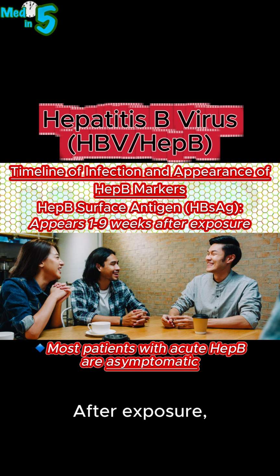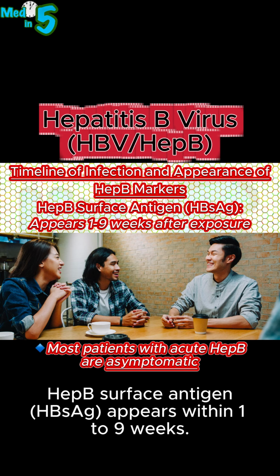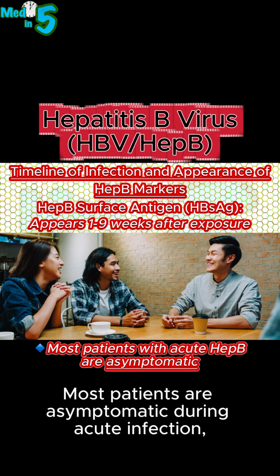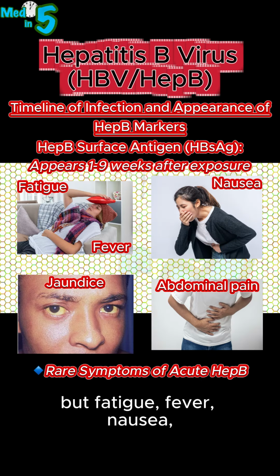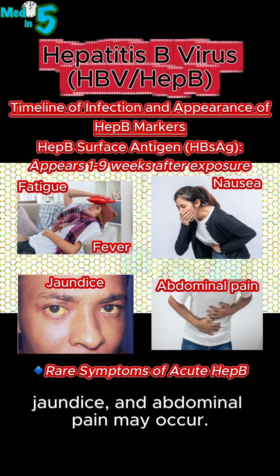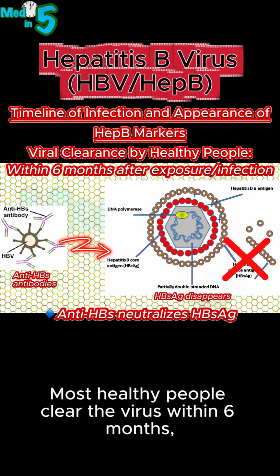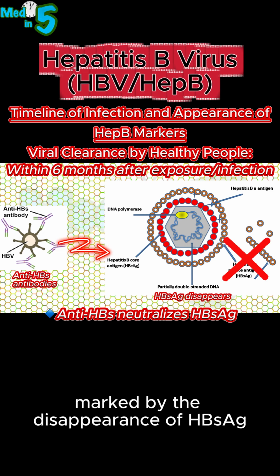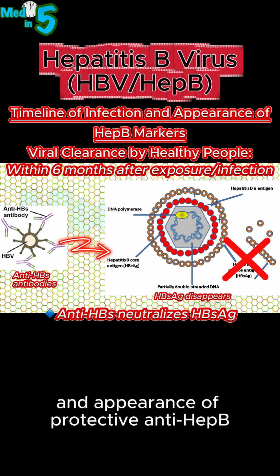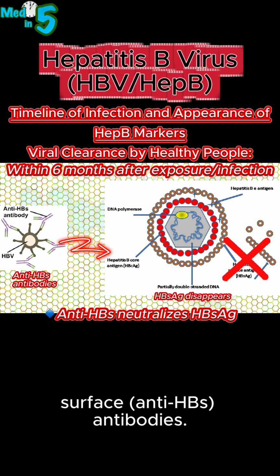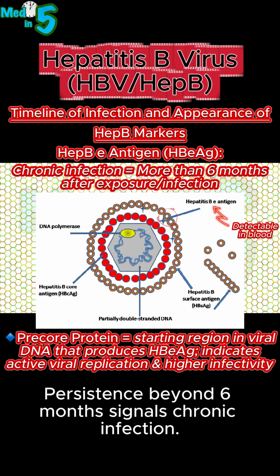After exposure, Hep B surface antigen appears within 1 to 9 weeks. Most patients are asymptomatic during acute infection, but fatigue, fever, nausea, jaundice, and abdominal pain may occur. Patients can transmit the disease at this time. Most healthy people clear the virus within 6 months, marked by the disappearance of HBsAg and appearance of protective anti-Hep B surface antibodies. Persistence beyond 6 months signals chronic infection.